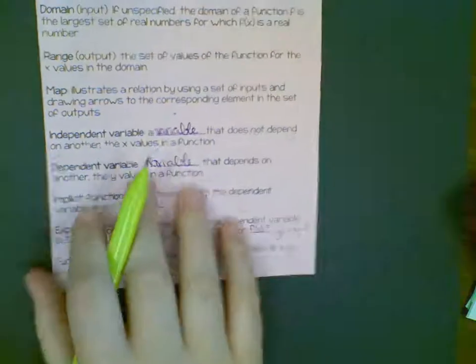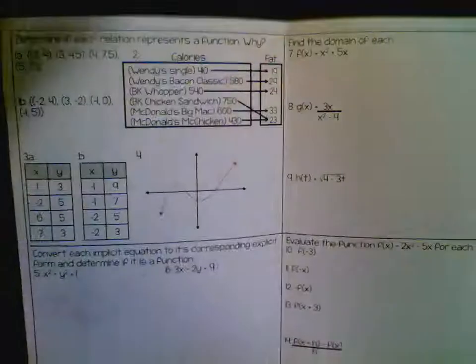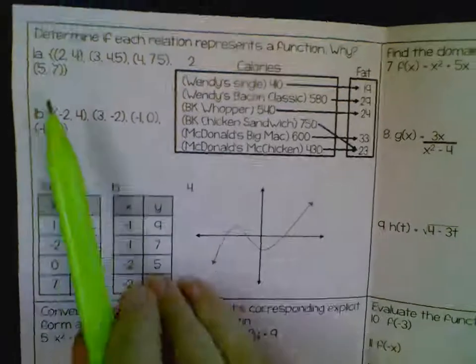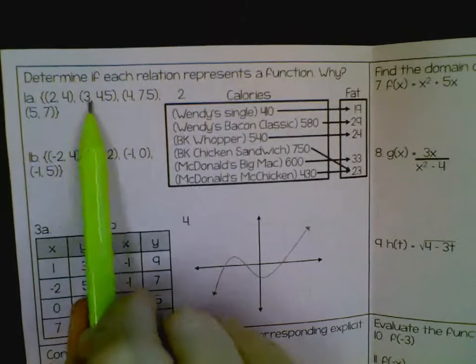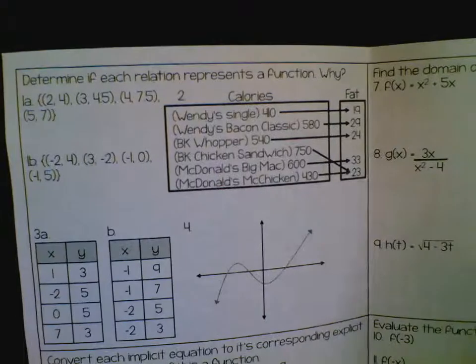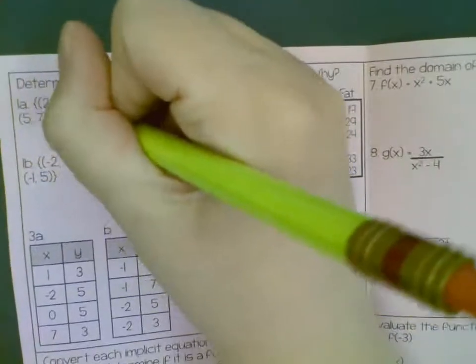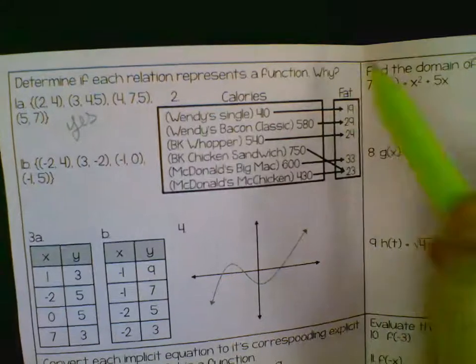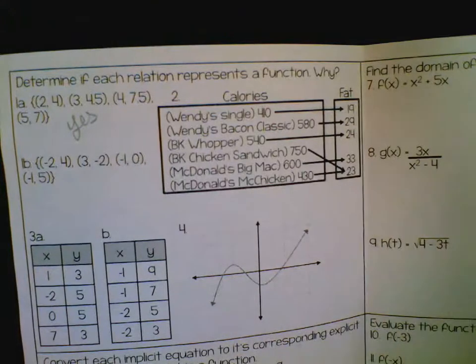Okay, so let's take a look inside and look at the examples that we have to go over. Our first set is just determining, are these functions? Remember, our rule is that the x's all have to be unique. If we take a look here, our x values, we have a 2, a 4, 3, 4, and 5. So all those x values are different, so yes, this would be a function. And I'm not going to write out why, but it would be because all the x values are unique.